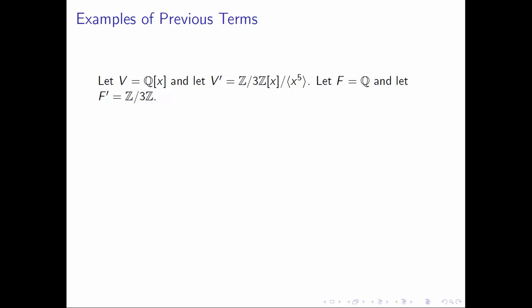So we're really looking at just polynomials whose coefficients are in Z mod 3Z and whose maximum power is X to the fourth power. Let's let F be the rational numbers and let's let F primed be Z mod 3Z. In this way, the vector space we've identified as V is a vector space over F, and the vector space we've identified as V primed is a vector space over F primed.